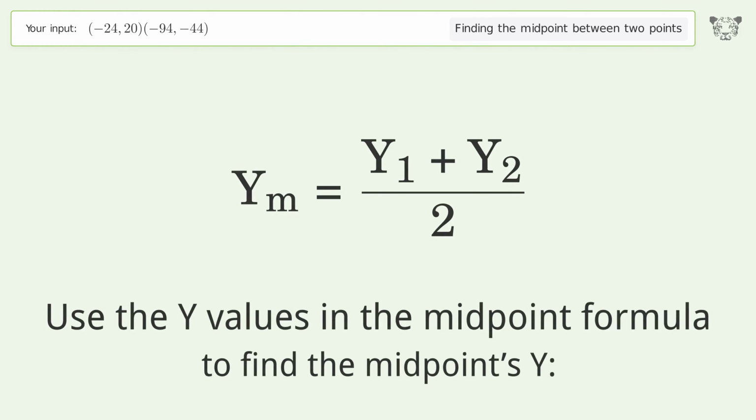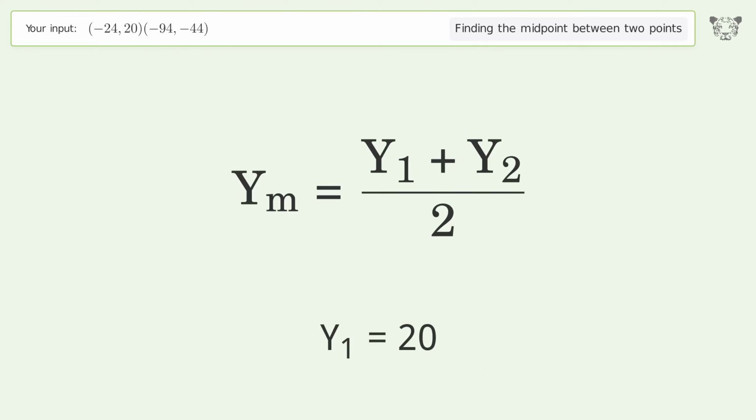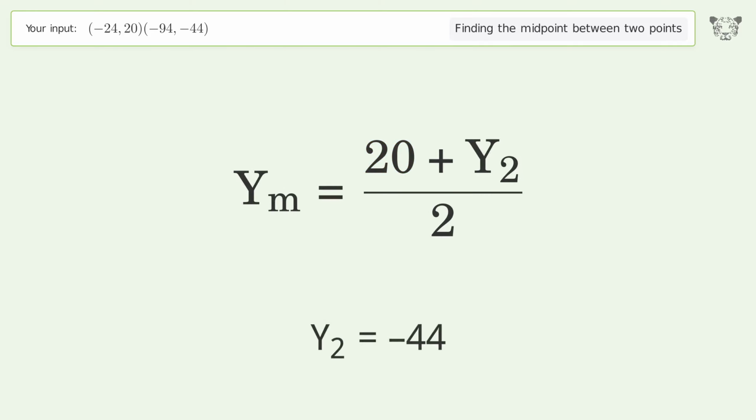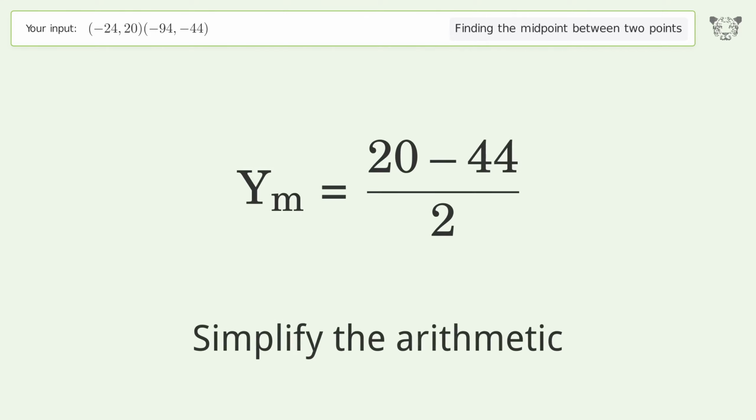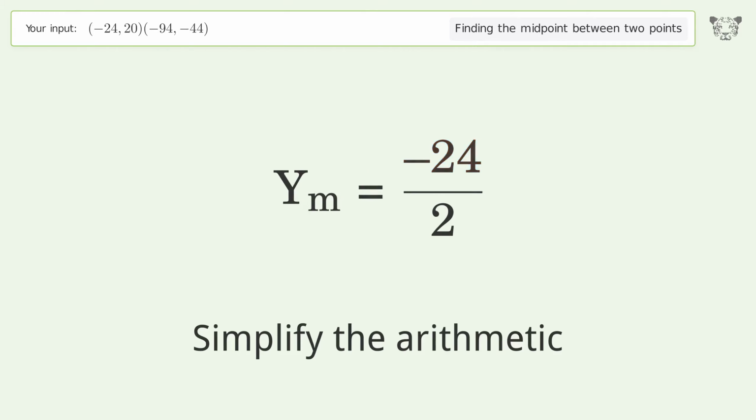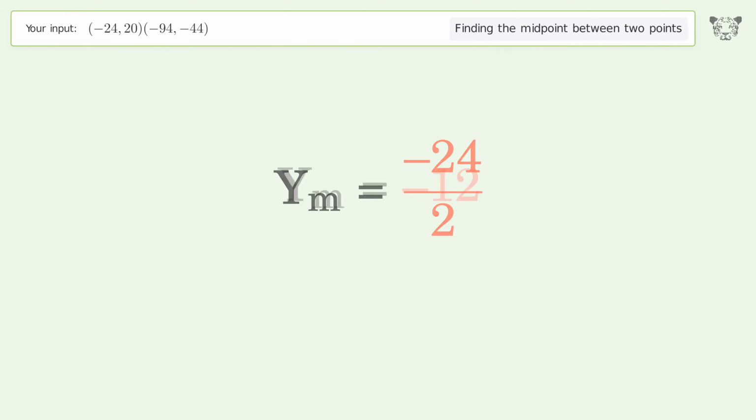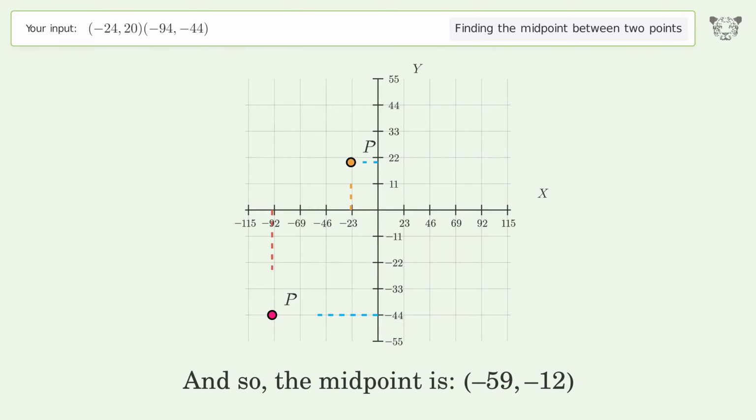Use the y values in the midpoint formula to find the midpoints y. y1 equals 20. y2 equals -44. Simplify the arithmetic. And so, the midpoint is -59, -12.